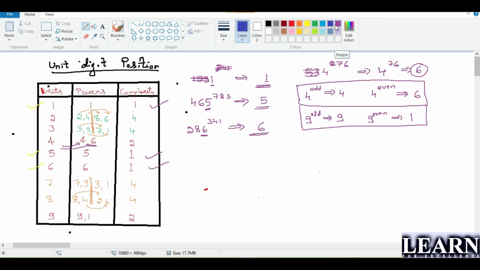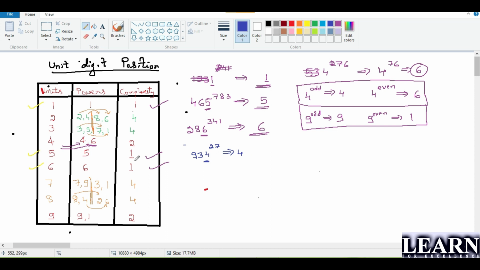Is it clear, guys? Okay, now I'll take two more numbers. 934 to the power 27. What is the answer, guys? Yes, good. Answer is 4, because 4 to the power odd number is 4.